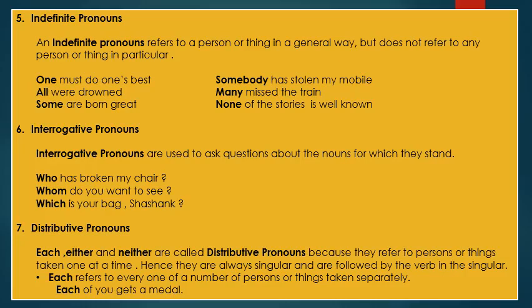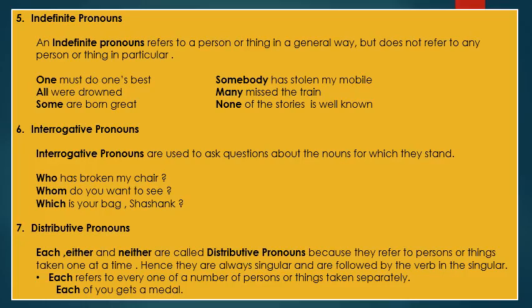Here you can see all the examples of interrogative pronouns used with the verb form or helping verb. For example, who has broken my chair? Whom do you want to see? Which is your bag?